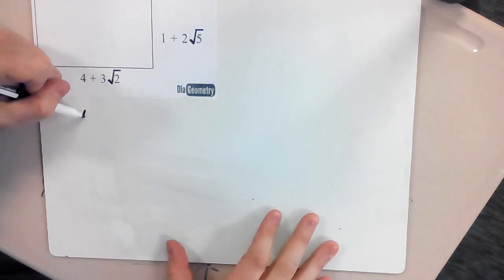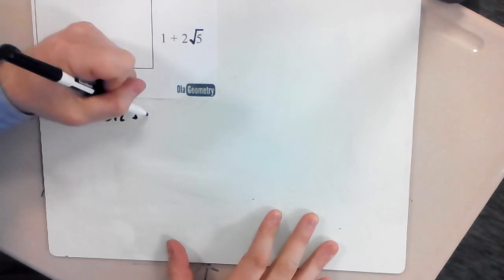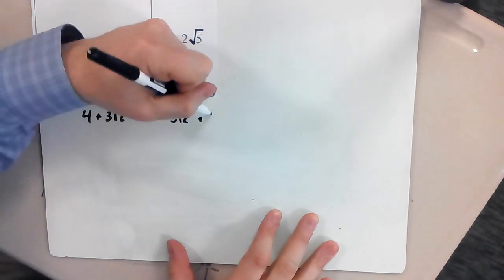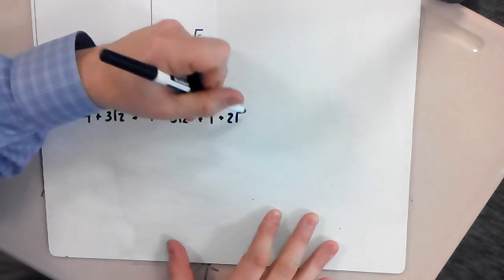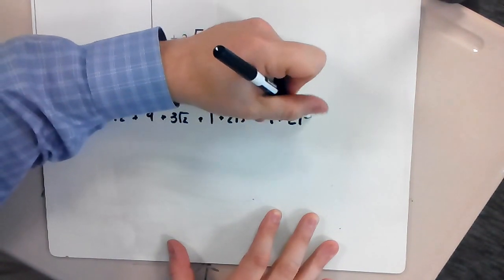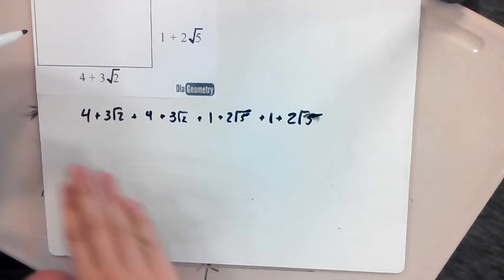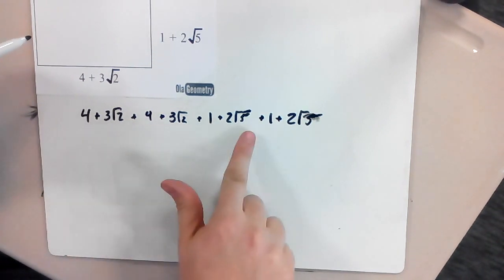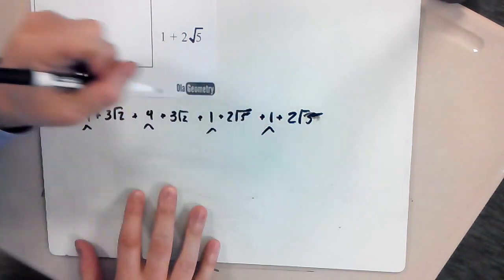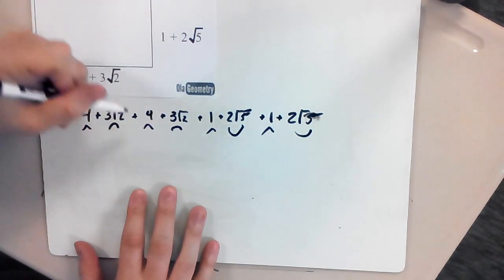So I'm going to say 4 plus 3 square root 2 plus 4 plus 3 square root 2 plus 1 plus 2 square root 5 plus 1 plus 2 square root 5. Okay, so those are my four sides: 1, 2, 3, 4. All I have to do is combine like terms. Those are the same, these are the same, and those are the same. And that's what I'm going to do.